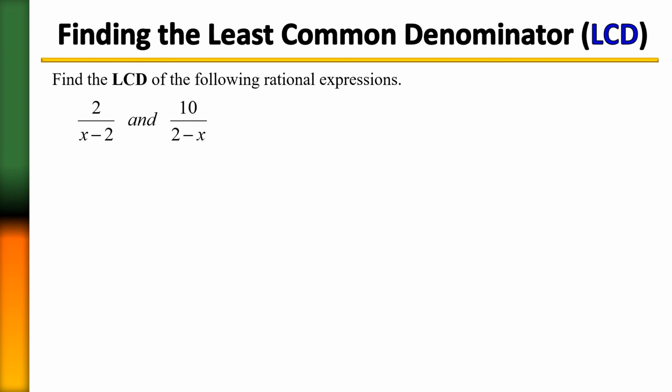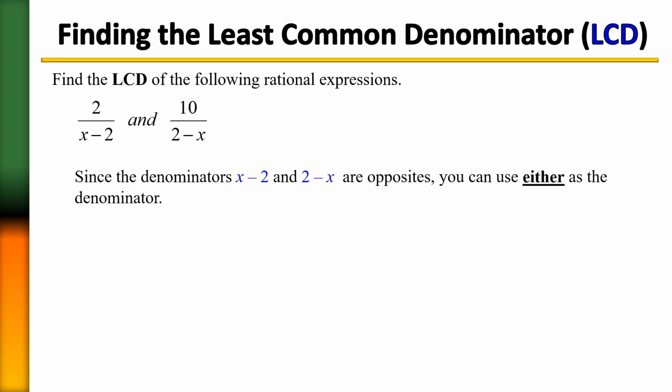When that is the case, your LCD can be either one of them when you're solving your math problem. So the LCD can be x minus 2, or the LCD can be 2 minus x, whichever one you like to use. And there you have it, finding the LCD.